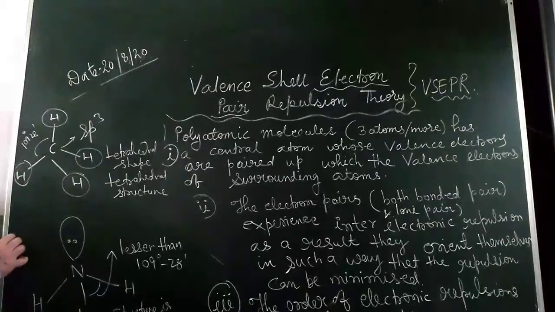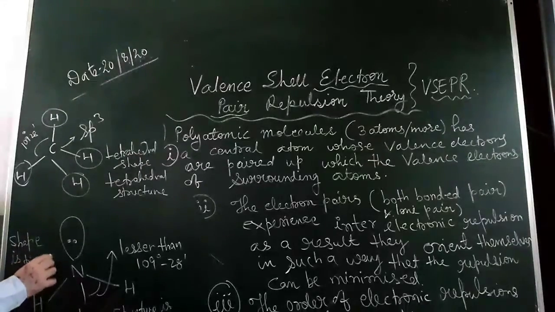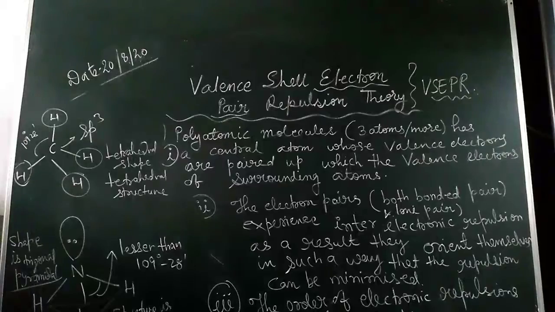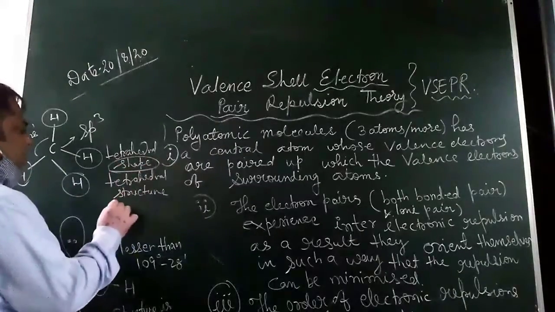But the shape is trigonal pyramidal. The base is trigonal and one nitrogen is above the plane. The shape is trigonal pyramidal. One question should rise in your mind: what is the difference between shape and structure here?